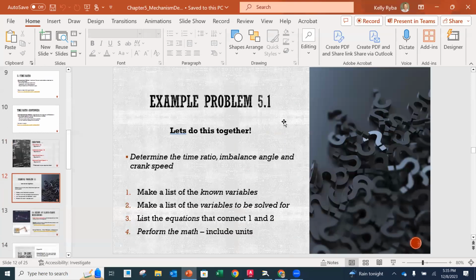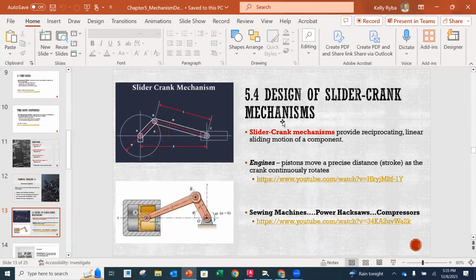All right, so we did our equations. We did our practice problem. Now we're going to start looking at designing slider crank mechanisms. A slider crank mechanism provides reciprocating linear sliding motion for whatever our output motion needs to be. Classic examples, as came up in our brainstorm, include an engine. Those pistons move a precise distance, which we call the stroke, as the crank continuously rotates around.